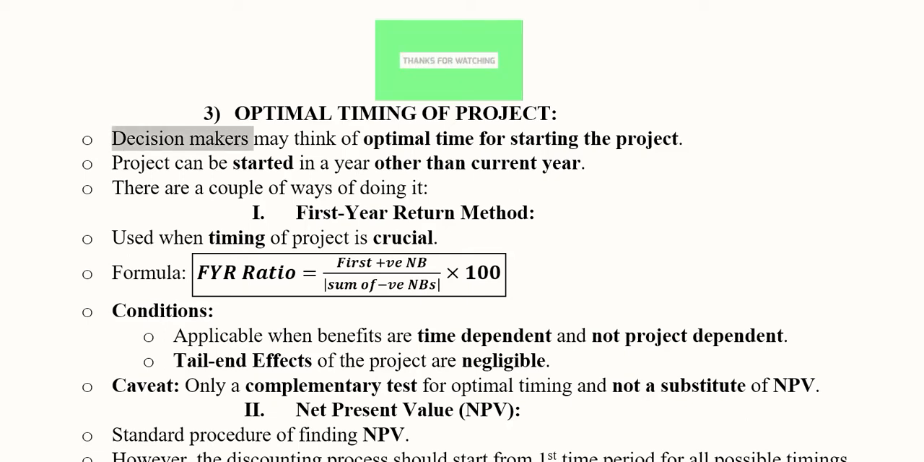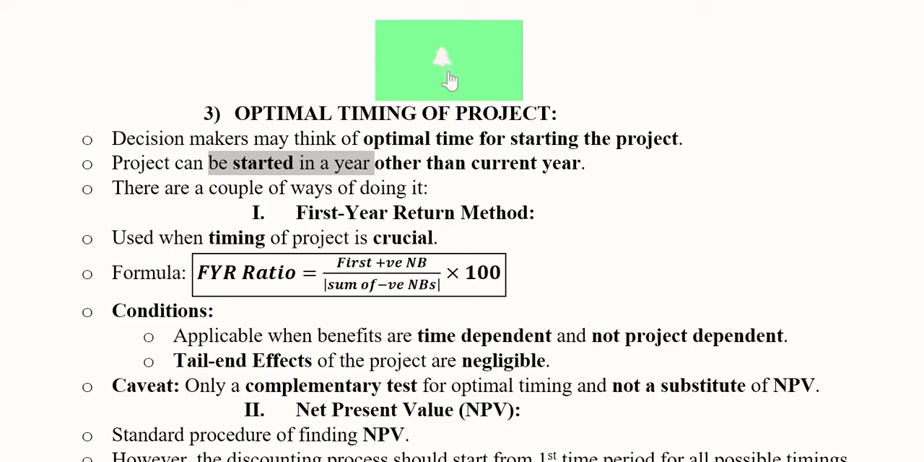While the decision makers have to decide about the optimal time for starting the project. This becomes a concern for the cost benefit analysts, that they have to suggest the most suitable time so that the NPV gets maximized and the benefits are maximized as well. So we can start the project not just from the current year, but any other time period in the future.